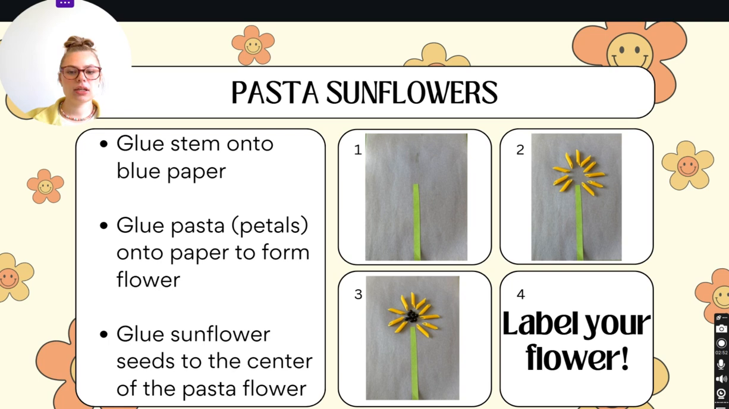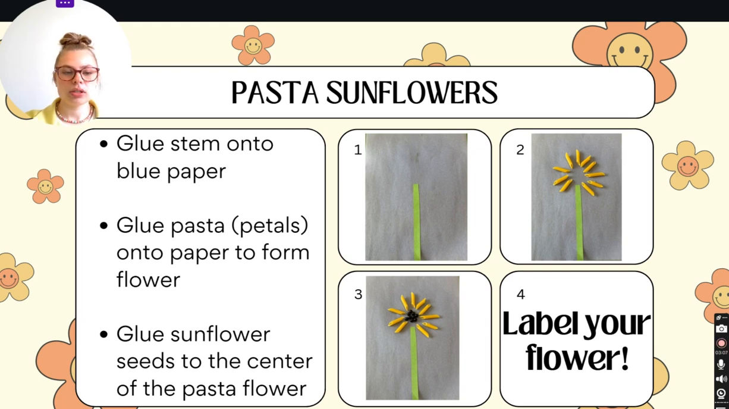Now we'll get into our activity. So we're making pasta sunflowers. So first they'll glue the stem onto the blue piece of paper. Then they'll glue their pasta petals around in a circle formation, or really however they want to do it. We're not picky. And then finally they'll glue their sunflower seeds in the middle.